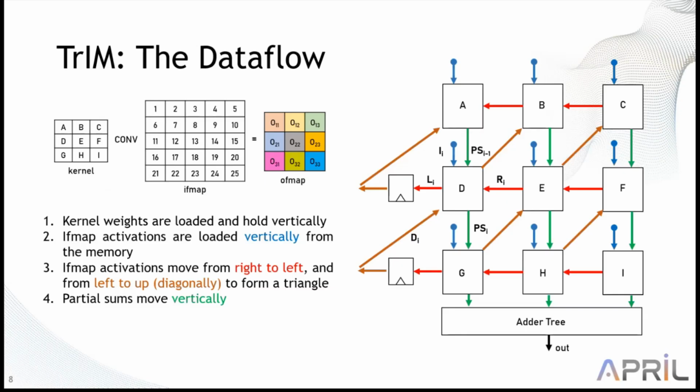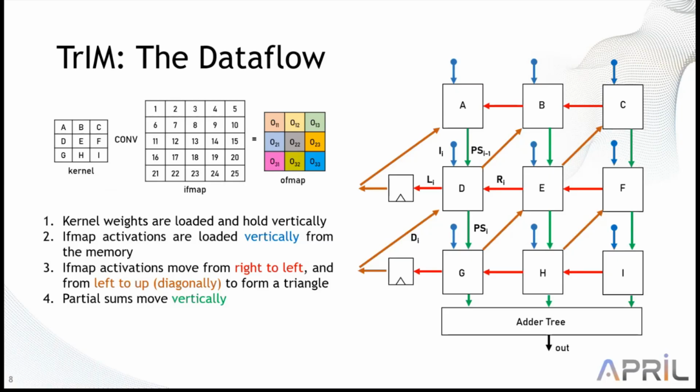For this reason, we recently conceived a new type of dataflow, specifically tailored for convolutional workloads, that is TrIM. TrIM stands for triangular input movement. Why? Because the movement of the input feature map activations in this case exhibits a triangular shape. In particular, inputs are first provided vertically from the main memory, then they locally move horizontally from right to left, and then, when needed, they are reused through diagonal movements. So at the end of the day, we get a triangle.